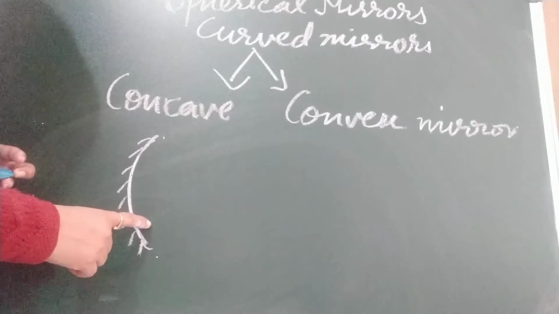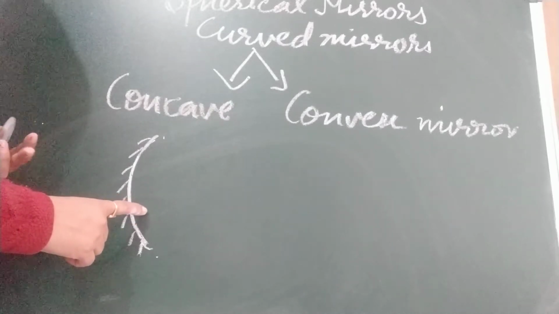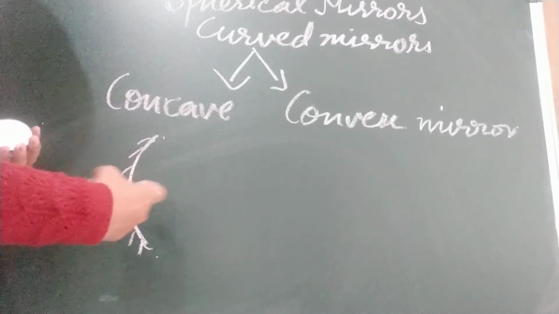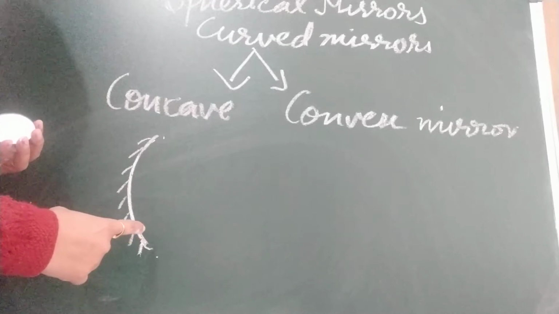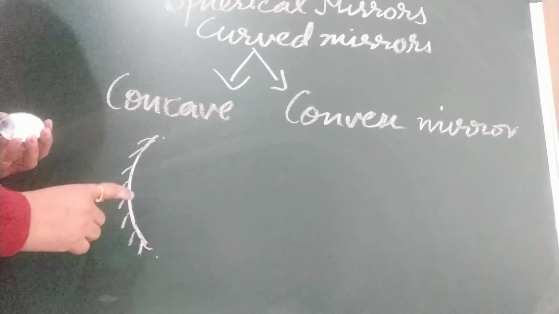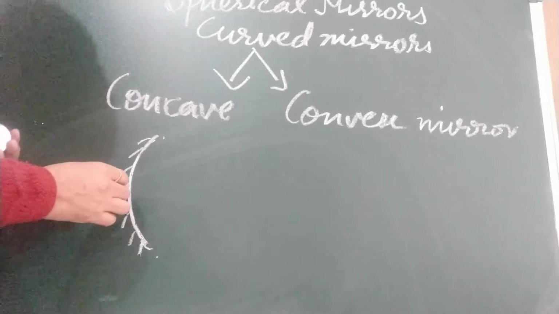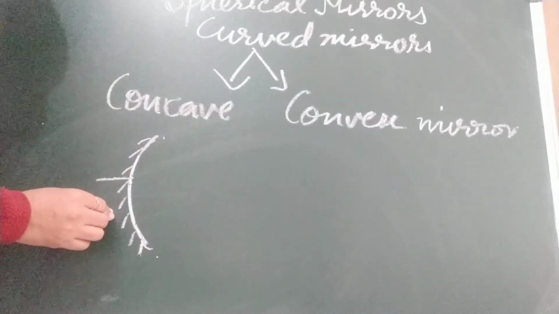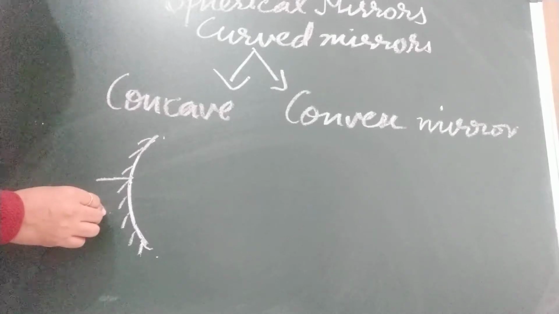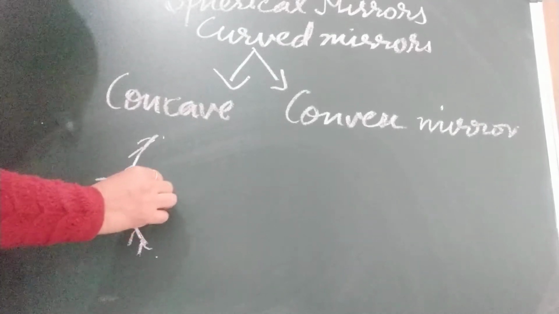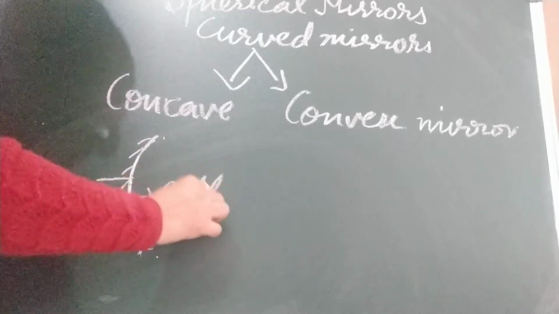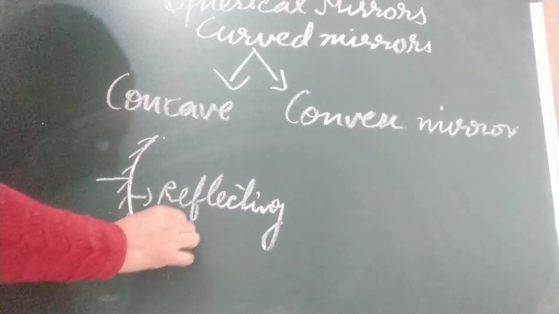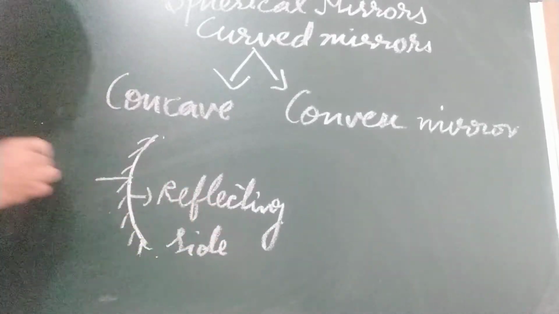In this kind of mirror, the reflection of light takes place at the concave surface, which is bent inwards, the bent-in surface of the mirror. Okay, so this is the polished side. Silver coating is there, as I told you in the class, and this is the reflecting side.